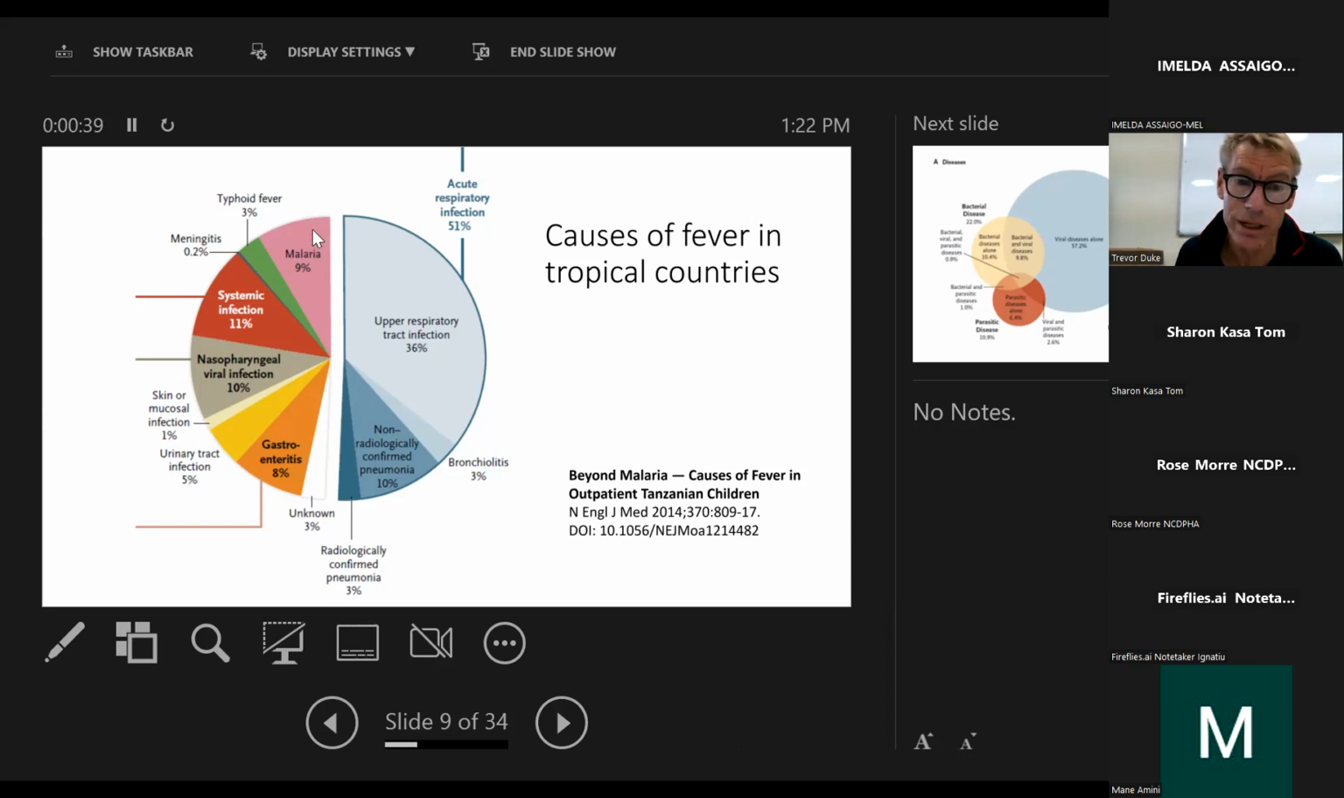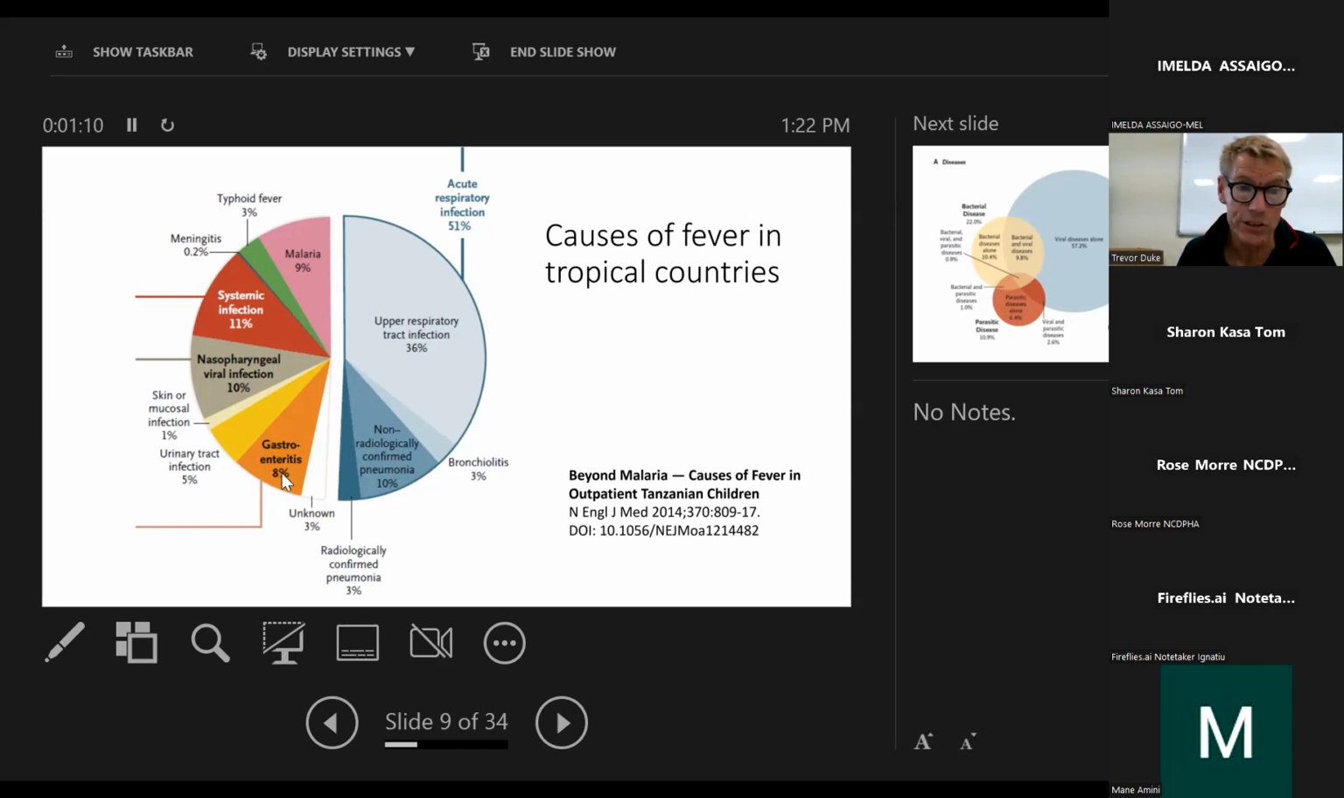So 9% have malaria, but over a third, 36%, had upper respiratory tract infections. That won't surprise you either. They're really common, aren't they? Upper respiratory tract infections are common. About 10% have non-radiologically confirmed pneumonia, so they might have had bronchiolitis or some other thing. And about 3% had radiologically confirmed pneumonia. So they had consolidation, so probably they had pneumococcal bacteria or some other Haemophilus or something like that.